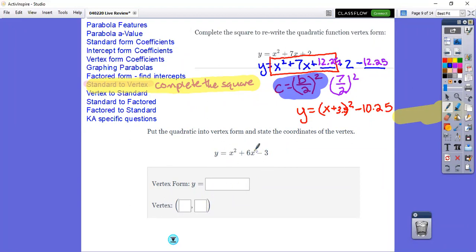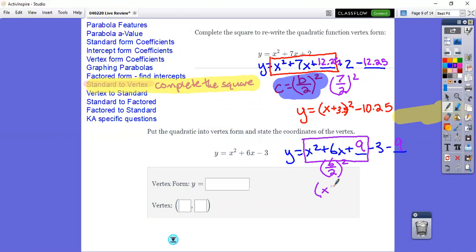Okay. So I gave an extra one just to go through it fairly quickly here. y equals x squared plus 6x plus blank minus 3 minus blank. You figure out what fills that in. You're going to do 6 divided by 2, quantity squared, which is a 9. Okay, perfect square trinomial here, factors into x plus 3, quantity squared.